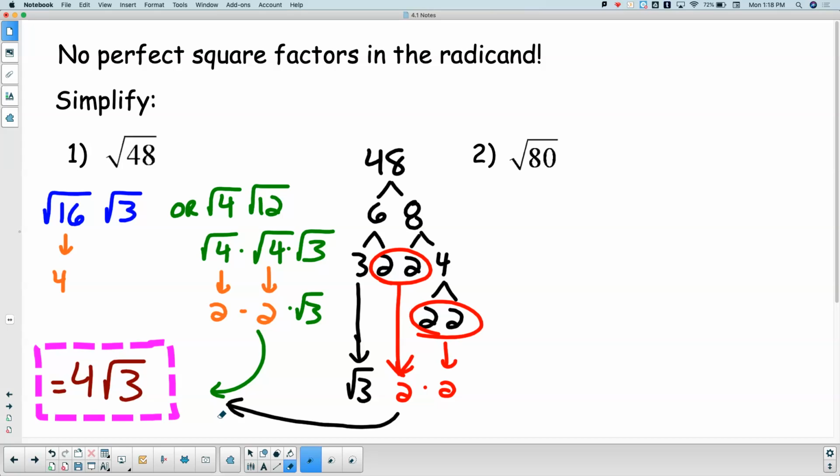Okay. So you're looking for pairs then. On Wednesday, we would look for however many, whatever the index is. So if it's the cube root, we'd look for groups of 3. Okay? Simplify for me the square root of 80.